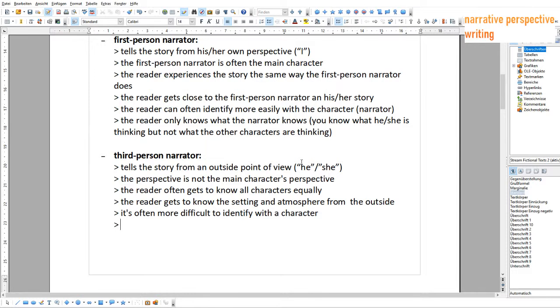And you as a reader don't focus on one person. Most of the time you focus on more than one person. Not always, as I said, sometimes the focus is still on the main person, but most of the time it's easier to focus on more than one person when you read in a third person perspective.